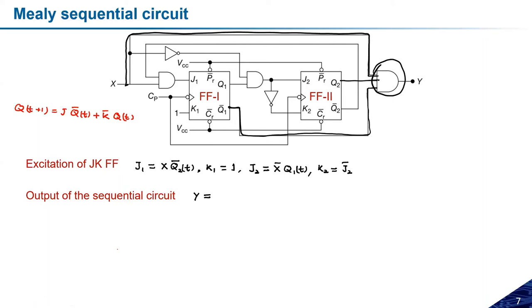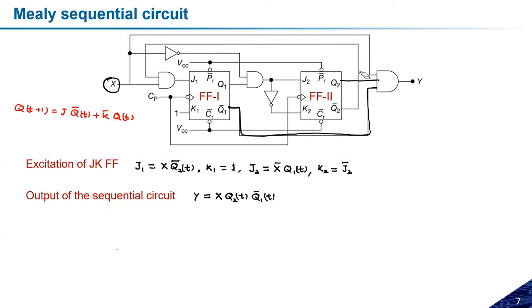So if we talk about the Moore model, the output of the sequential circuit was independent of X. But now here, the output of this sequential circuit is a function of X. So this will be written as X, Q2, and Q1 bar. Not Q2 bar, it is Q2 only, right? So see here, what are the different outputs? This is Q2, X, and this is Q1 bar. So this will be the expression for the sequential circuit.